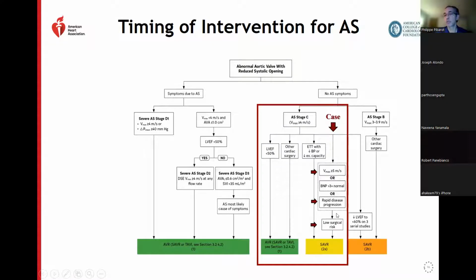So in the case that we just saw, she has a very severe AS. She has a rapid disease progression. She's just on the edge, 0.3 meters per second. She is low surgical risk, but she has a BNP ratio that is elevated, but not markedly elevated. So we could eventually consider an earlier intervention as per the guidelines. But also a watchful waiting, careful clinical surveillance would also be reasonable.